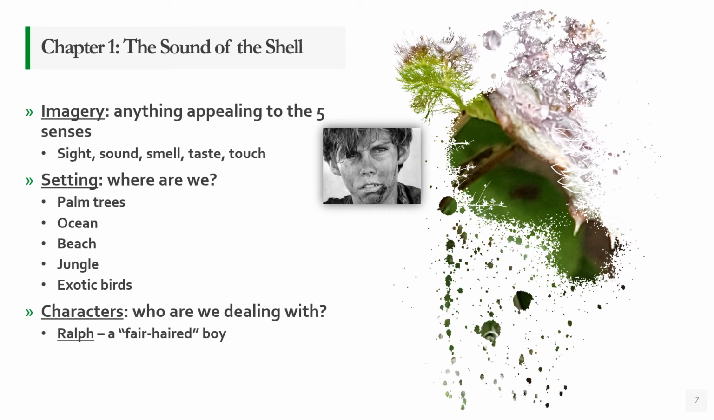So Ralph is a blonde-haired boy waking up on a beach somewhere in what appears to be a tropical climate, right? It's hot. We're given that information too. It's a jungle with an ocean behind him, palm trees. He's on a beach. There are exotic birds everywhere. He is completely out of place. And we don't know his name until we get to our second character, who we're about to talk about now. But Ralph is kind of finding his way around here.